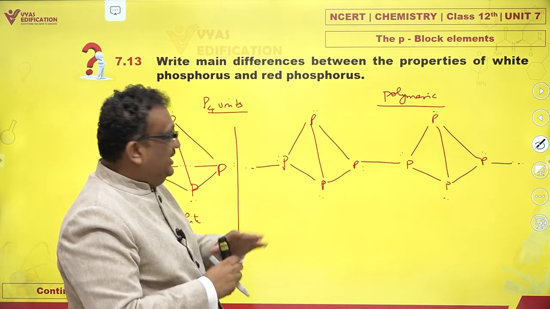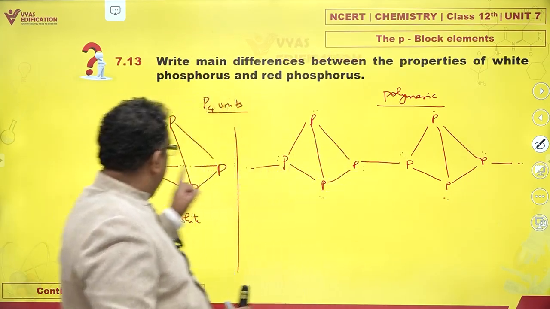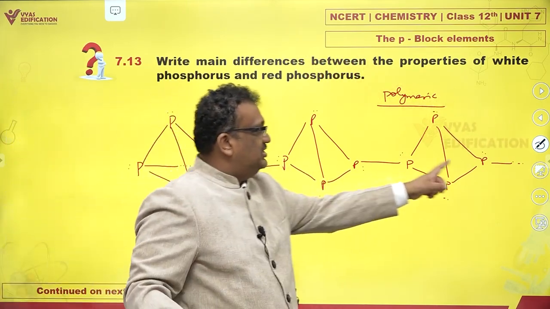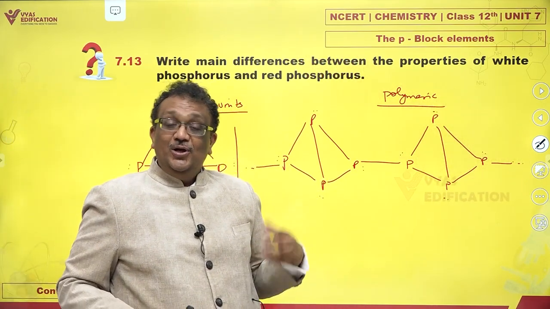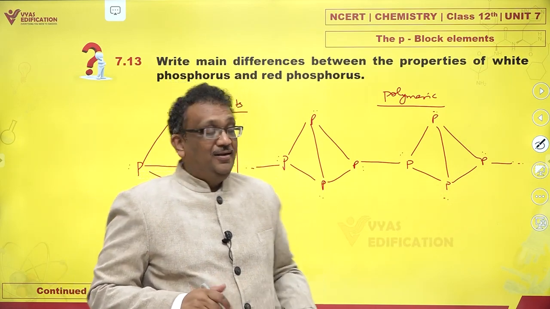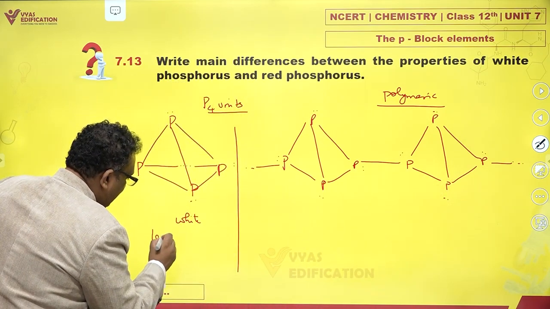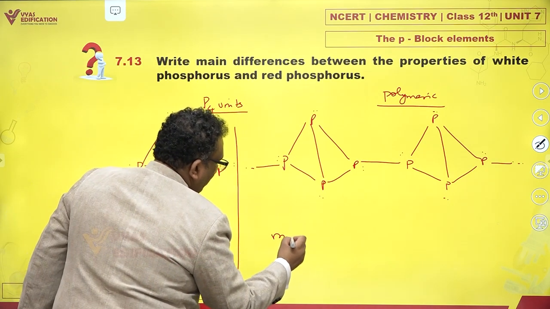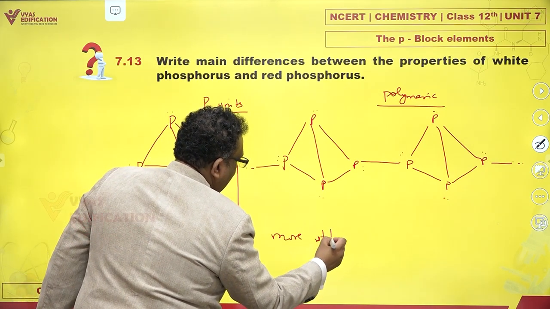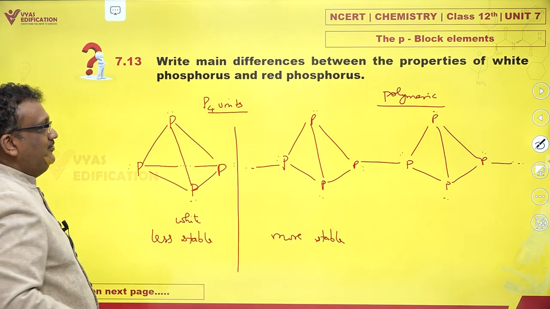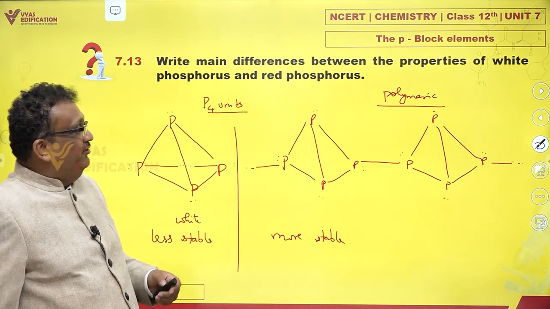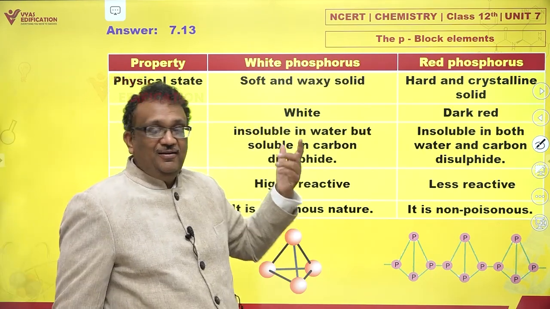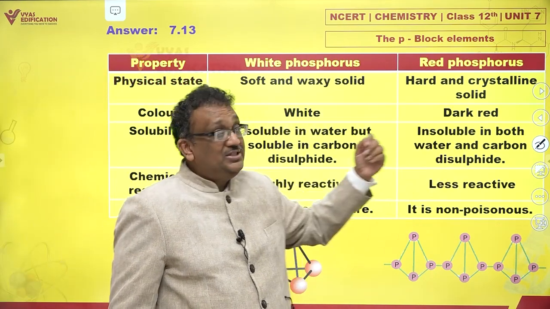So in these tetrahedral units, one of these bonds opens up and they form cross linkages like this. So it becomes relatively more stable. This is less stable and more reactive. This is more stable and less reactive. Two fundamental points. If you want to point out more differences, first is color, white and dark red.